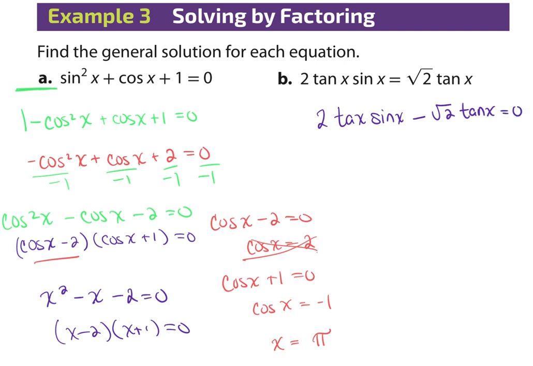When I have something like this, the only way to factor it is just to take out a tangent of x, right? The first group has a tangent of x, the second group has a tangent of x. So I am going to factor out a tangent of x. That will leave me 2 sine of x minus just the square root of 2. And now it's factored. I can just set each factor equal to 0. No problem. So I can say, well, the tangent of x will equal 0.